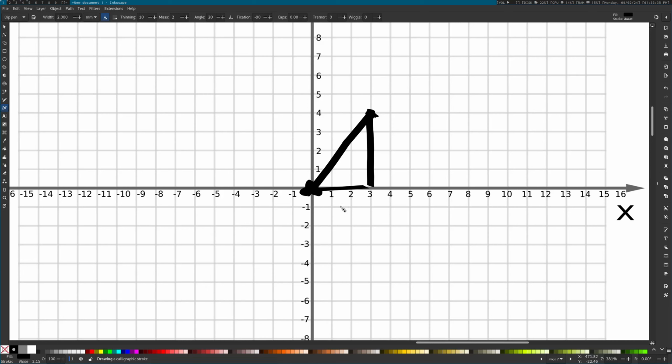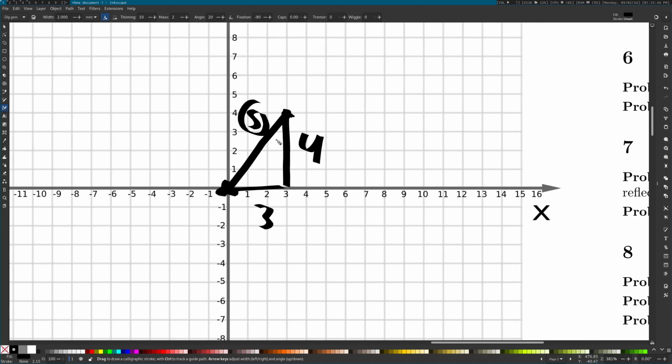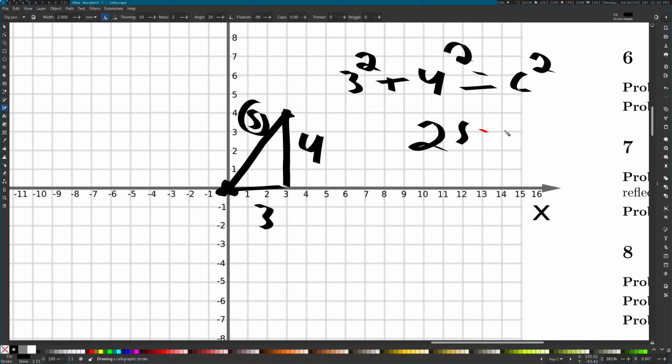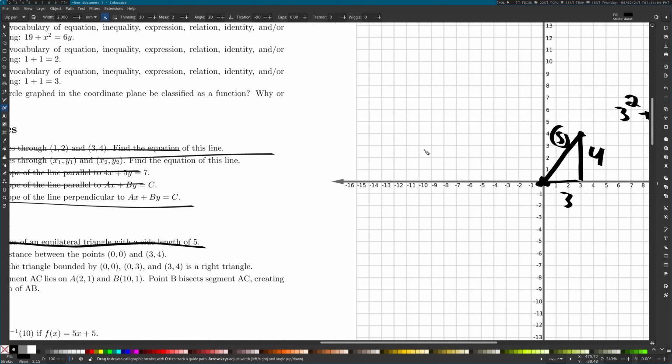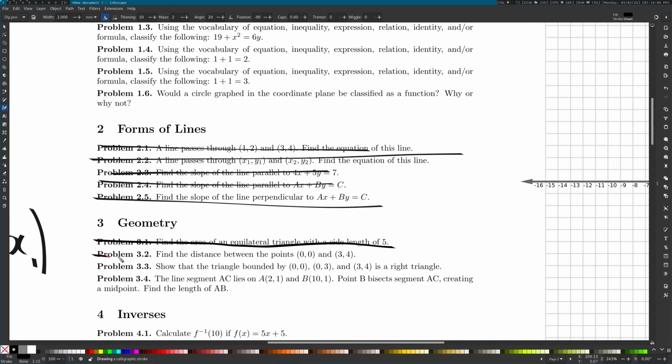So let's do that. This is 3, 4, 5. Yep, it's 5. And if you don't know the 3, 4, 5 triangle right away, you could do it like this. 3 squared plus 4 squared is equal to c squared. So 25 is equal to c squared. 5 is equal to c. Okay. So that one's done.